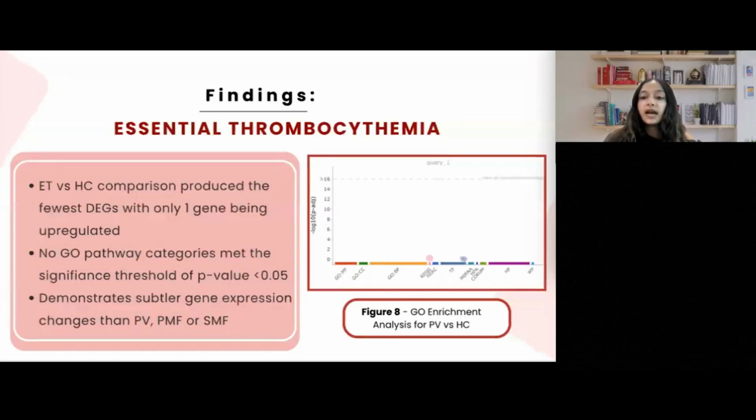Essential thrombocythemia had the fewest DEGs, with only one gene significantly upregulated compared to controls. Additionally, no GO pathways reached statistical significance. This shows that ET has the mildest molecular dysregulation among the subtypes.